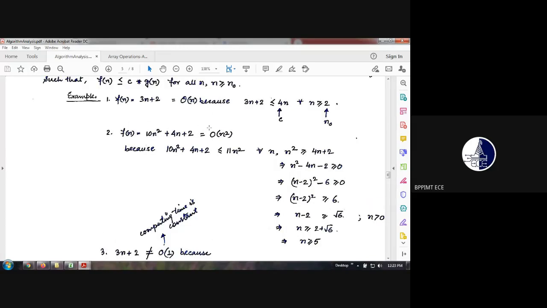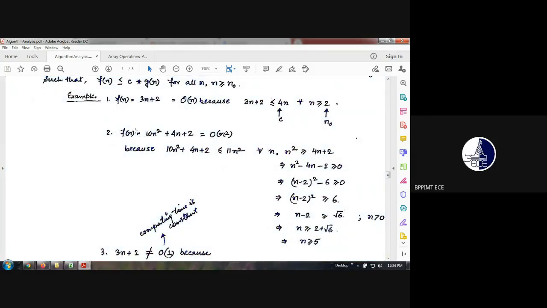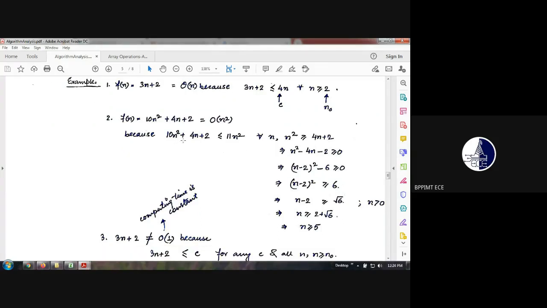We just want to verify whether we can say this or not. Does f(n) equal order of n square? We don't know. So let's analyze.